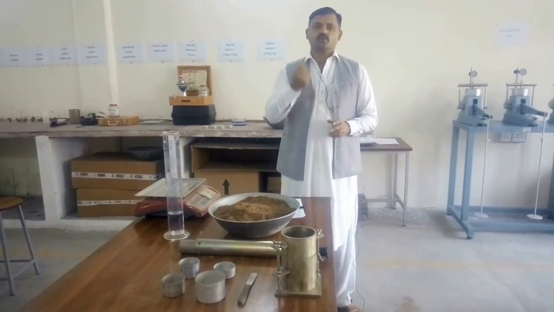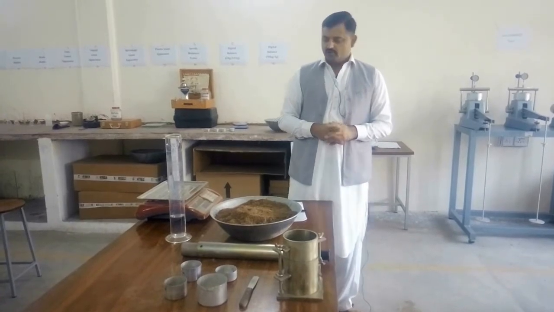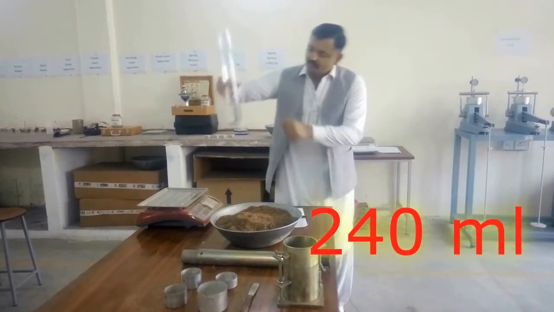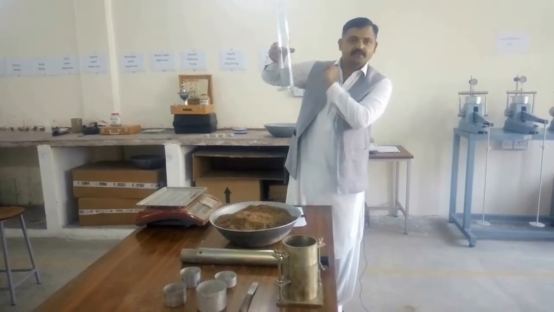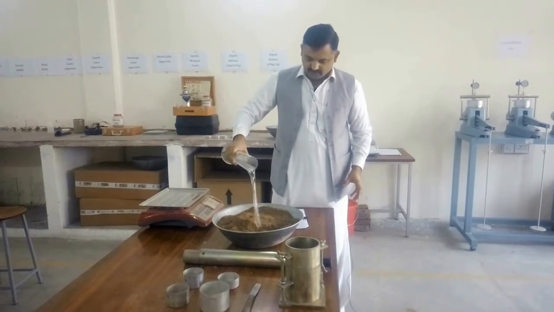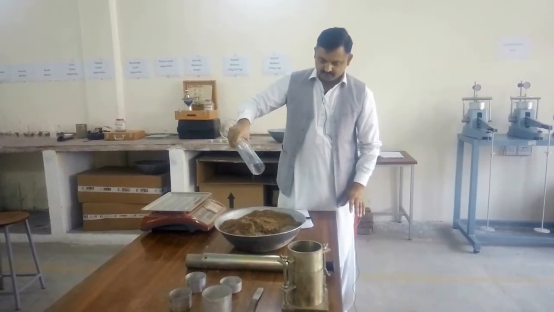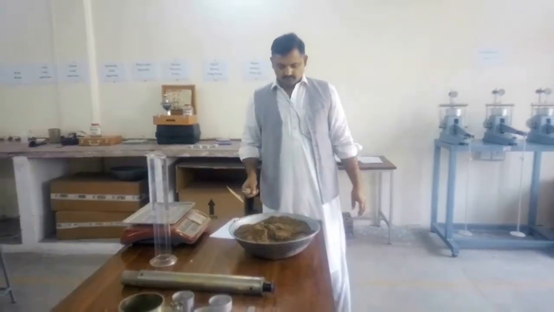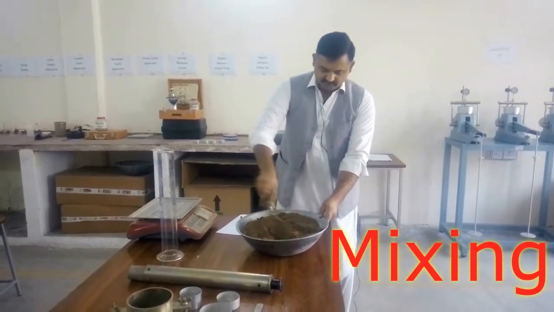Now by definition, 1 gram of water is equal to 1 milliliter of water. So how much water will we add? 240 ml of water, like I have taken in this beaker. I will put this soil inside. Now I will mix water and soil.